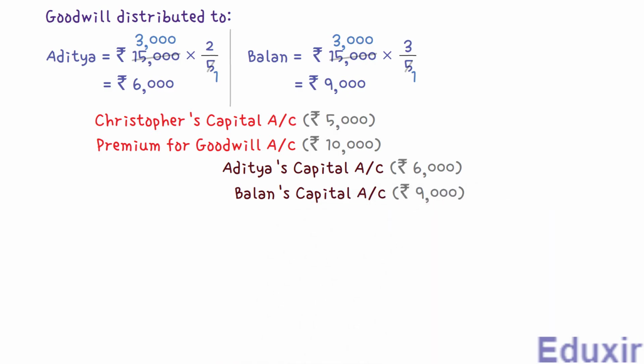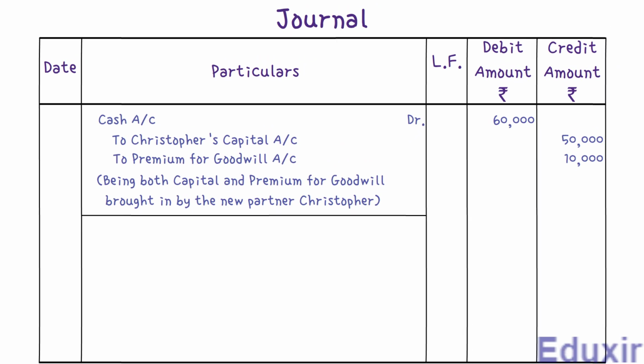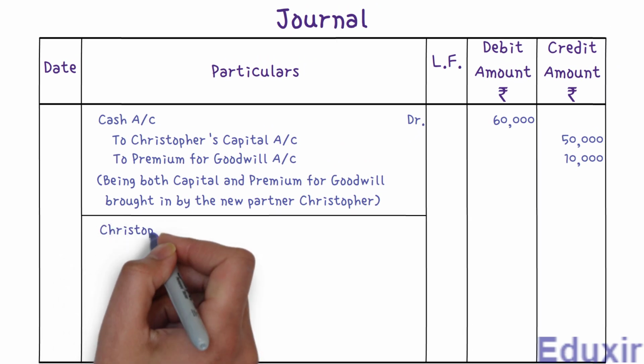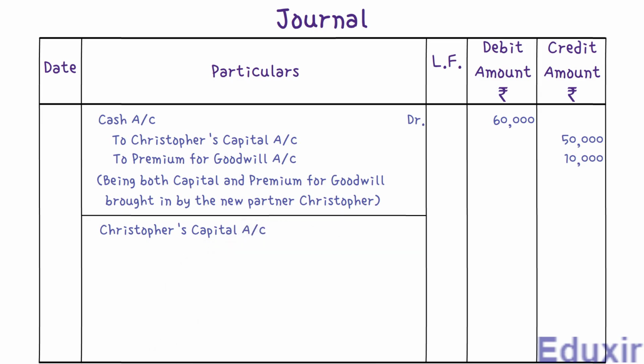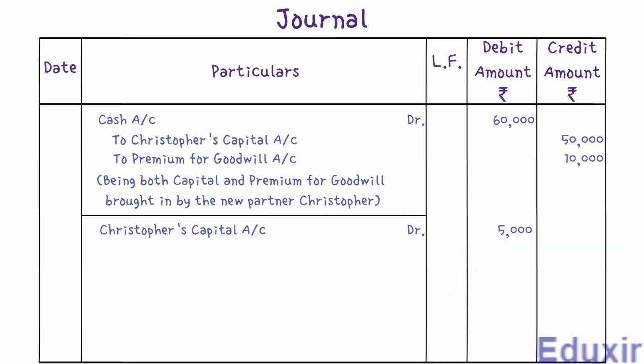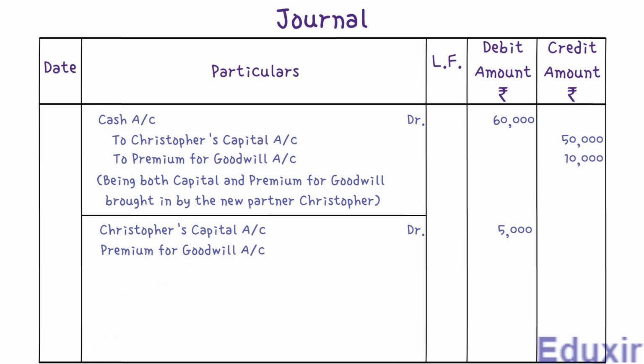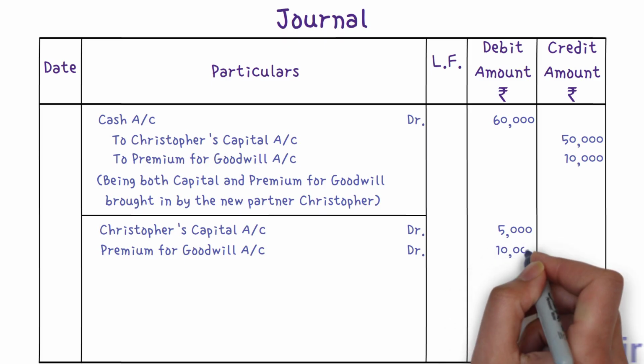With this information at our disposal, let's now proceed to record this transaction in the journal. Let's first write the partner Christopher's capital account as the debit entry. Let's then write the text DR to indicate that this is a debit entry. Let's then write the debit amount of 5,000 rupees in the debit amount column. Let's then write the premium for goodwill account as the next debit entry. Let's then write the text DR to indicate that this is a debit entry. Let's then write the debit amount of 10,000 rupees in the debit amount column.